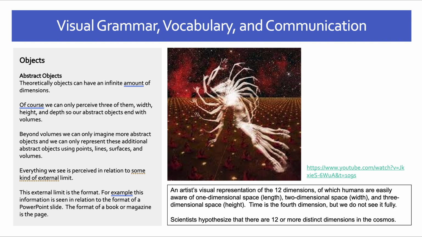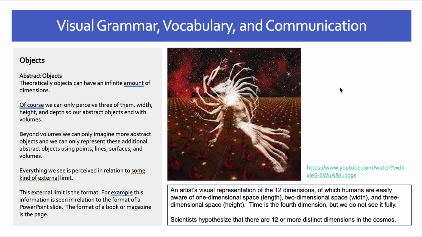So in this image, there's a video here that you can click on to get more information about this. The 12 dimensions, we're up to 12, we live in 3, right? So humans are aware of one-dimensional space, which is length, two-dimensional space, which is width, and three-dimensional space, which is height. Time is the 4th dimension, but we obviously don't see it fully. We only see it 1 second at a time.